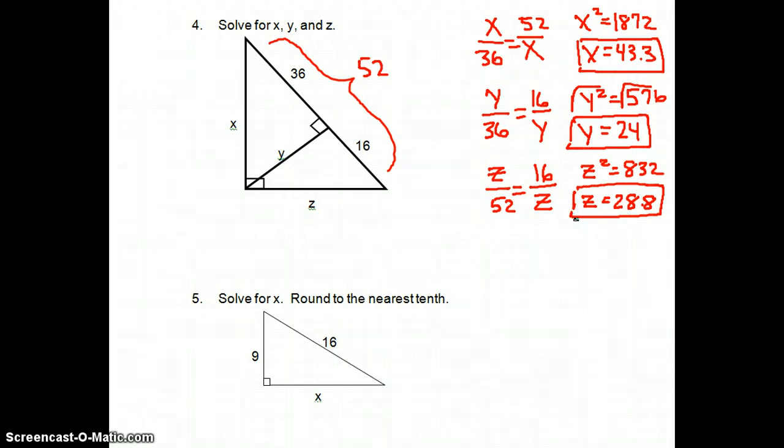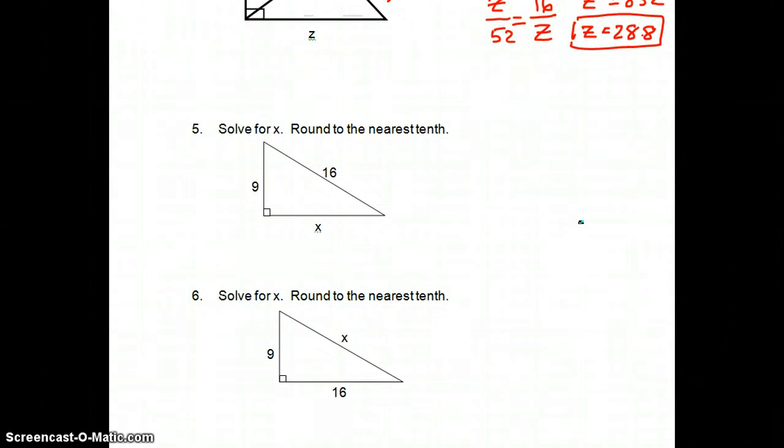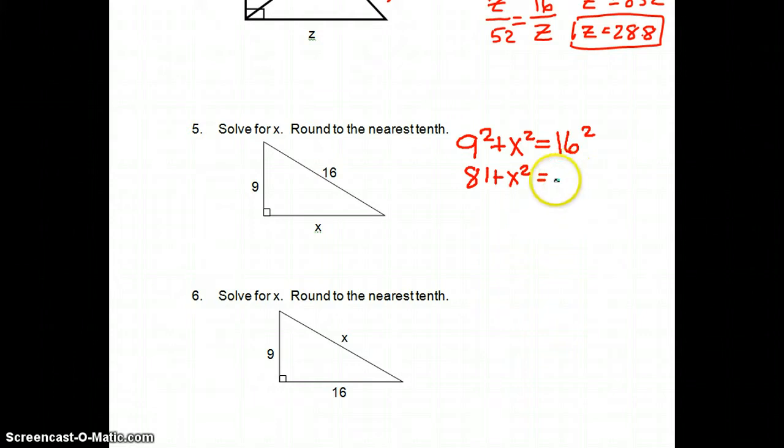Number 5. Solve for x, round to the nearest tenth. Okay, we've got sides now, so we can use the Pythagorean theorem on this. 16 is the biggest one, the hypotenuse, so we're going to do 9 squared plus x squared equals 16 squared. That's 81 plus x squared equals 256. Subtract 81 from both sides.